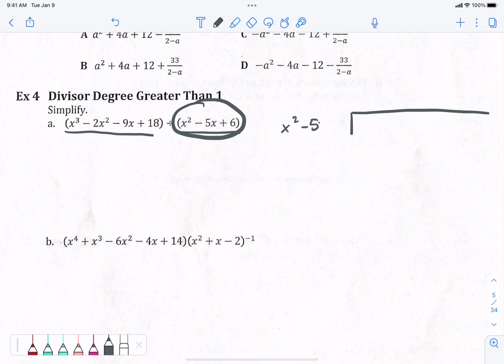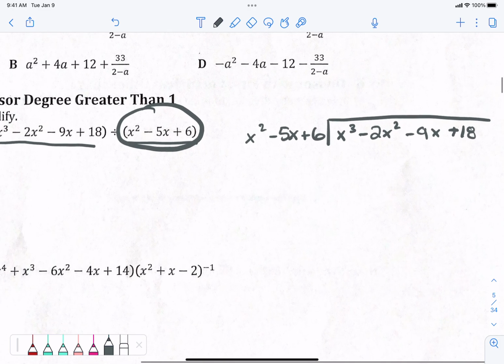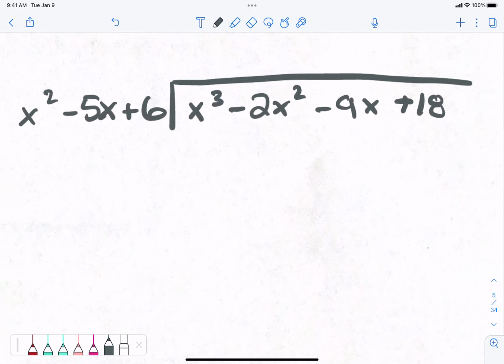What if it's that divided by that? You're dividing by that. The other stuff goes on the inside. X cubed minus 2x squared minus 9x plus 18. Are we good to go? Like you know where we're at? I'm setting it up ready to go. We're dividing by that. Okay? What you're dividing by goes on the outside, yeah?